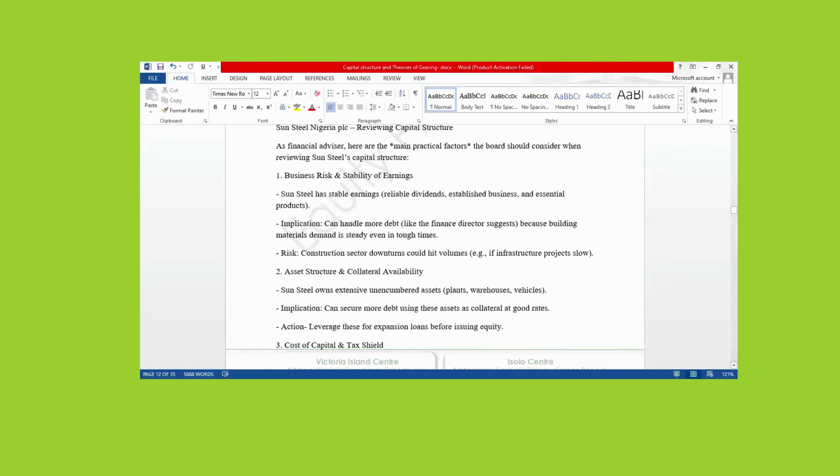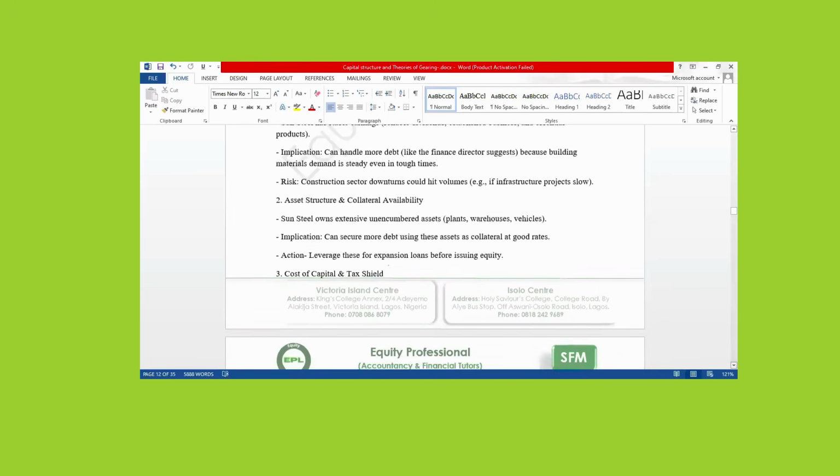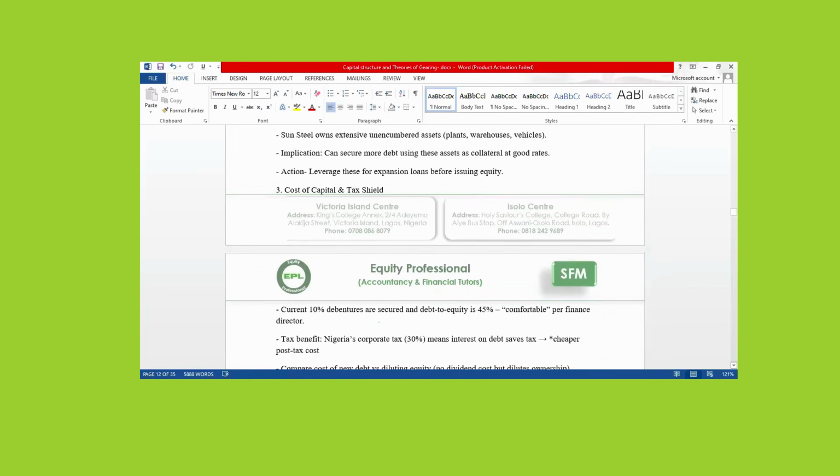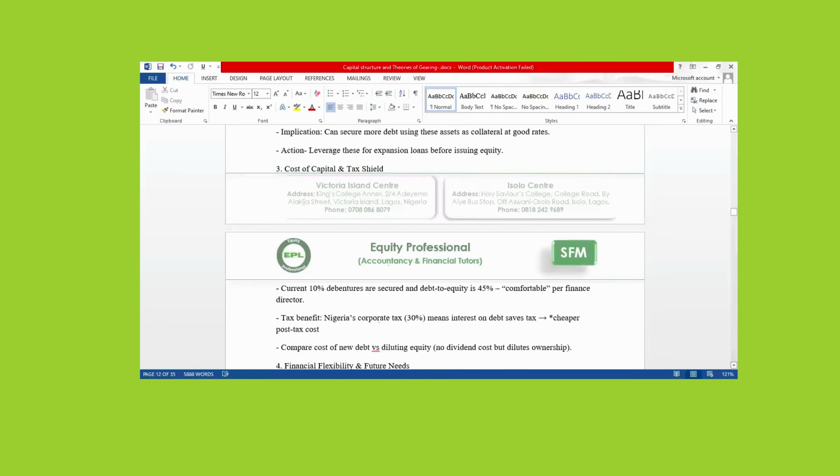Number three reason, cost of capital and tax shield. Generally, debt capital is cheaper compared to equity capital because of the tax benefits. Because of the tax benefits, the company can take advantage of debt finance to fund the expansion.